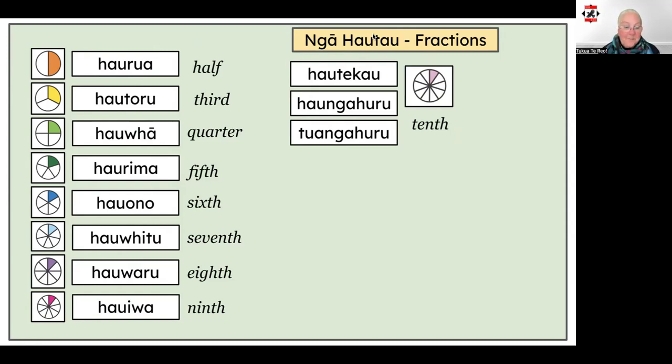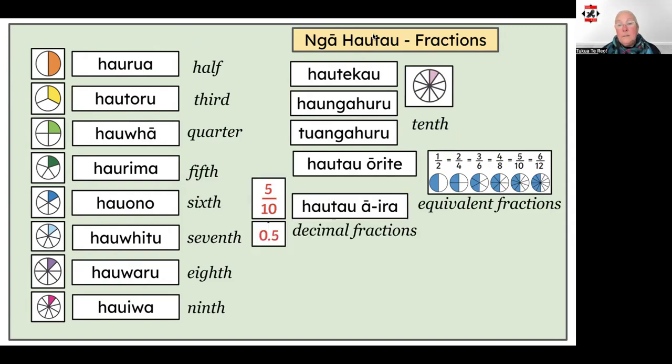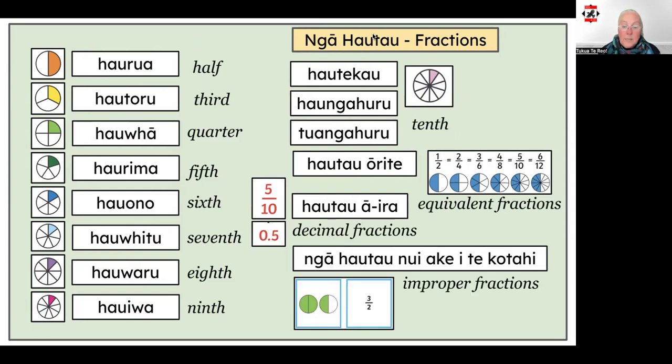Some other kupu related to fractions are koutou orite, equivalent fractions; koutou aira, decimal fractions; and ngā koutou nui ake te kotahi, which is literally translated to fractions greater than 1, or improper fractions.